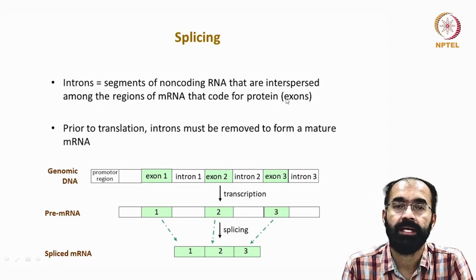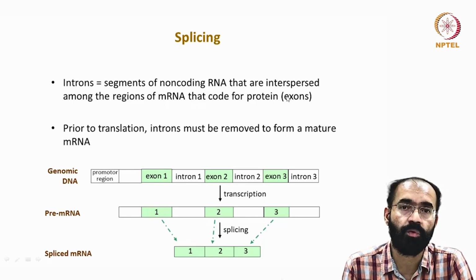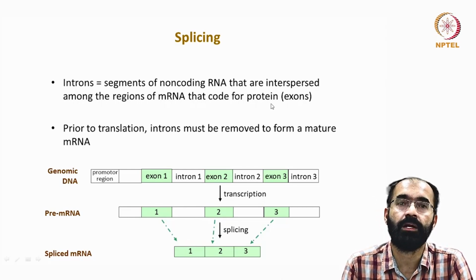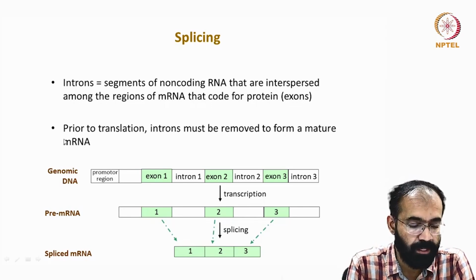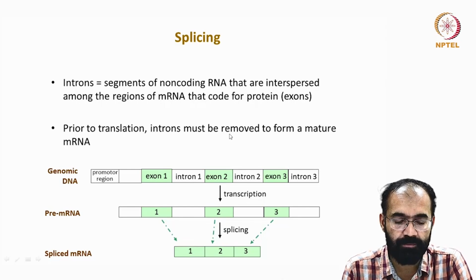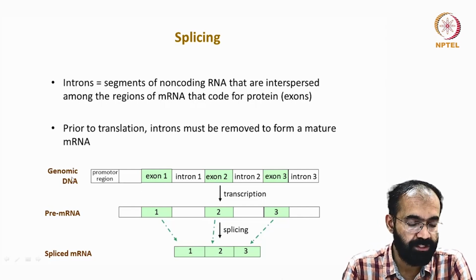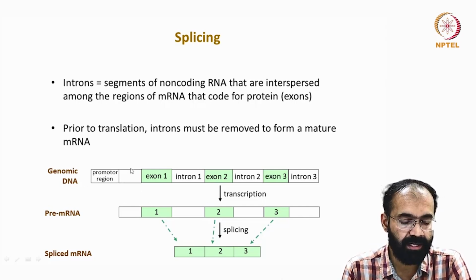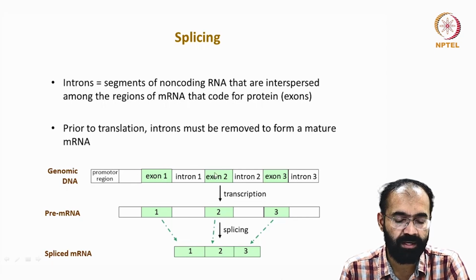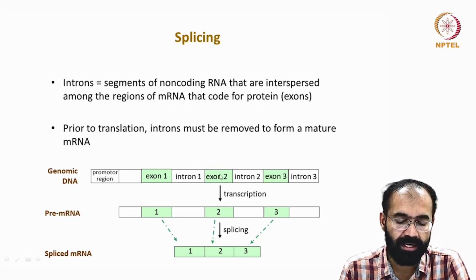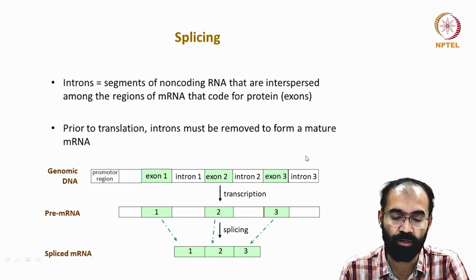If a region in the mRNA is capable of coding for amino acids, we call it an exon, and a region which does not code, we call an intron. Normally the introns are located in between various exons. Prior to translation, introns must be removed to form a mature mRNA. Let us look into this cartoon. Genomic DNA has a promoter region and some untranslated region, and then exon 1, exon 2, exon 3. In between exon 1 and exon 2, you have intron 1. In between exon 2 and exon 3, you have intron 2. And then after exon 3, you have intron 3.